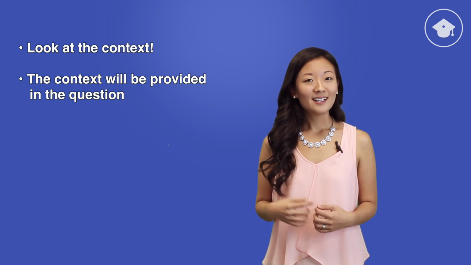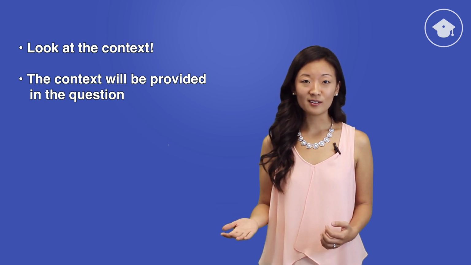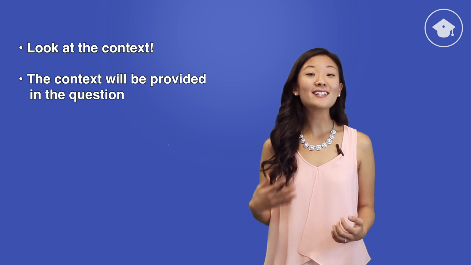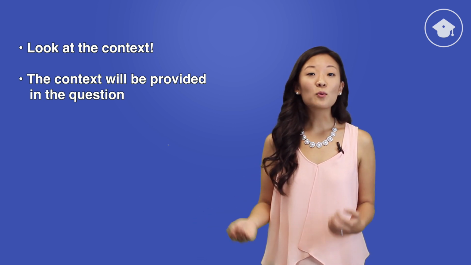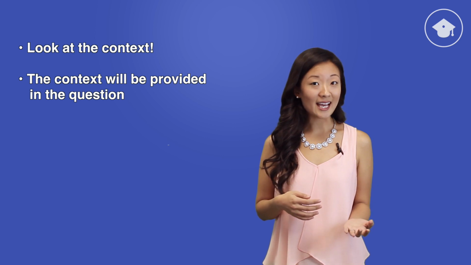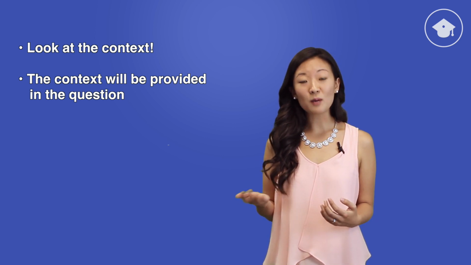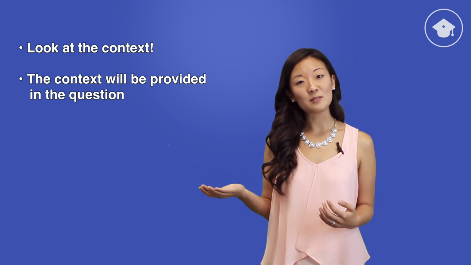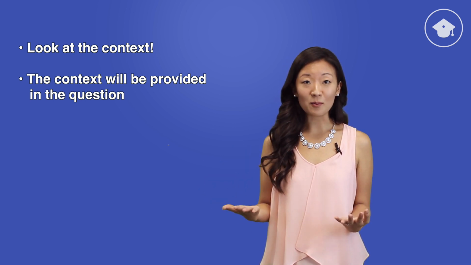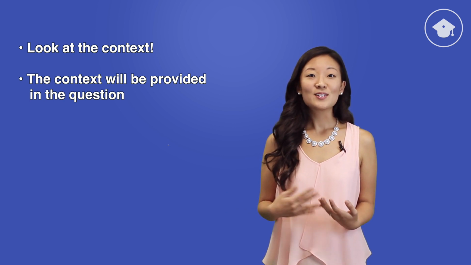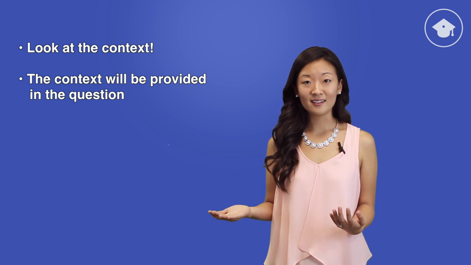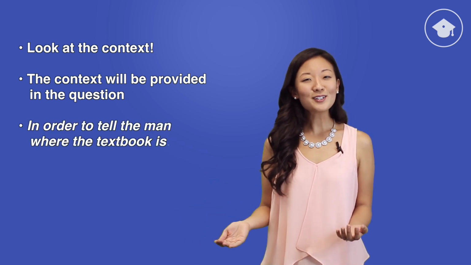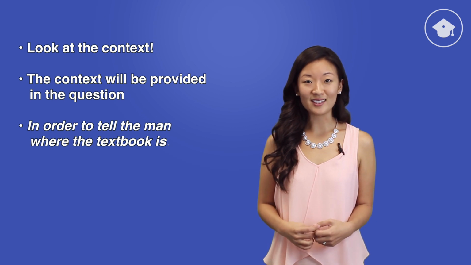With that in mind, let's think about the question we heard. How should we answer this question? That's right, we should pay attention to the context. The woman is responding to a question the man asks, so what she says is probably an answer to that question. He's asking where a textbook is, so she's probably telling him where the textbook is. So the answer is probably something like that, in order to tell the man where the textbook is. But first, why don't you try an example yourself?